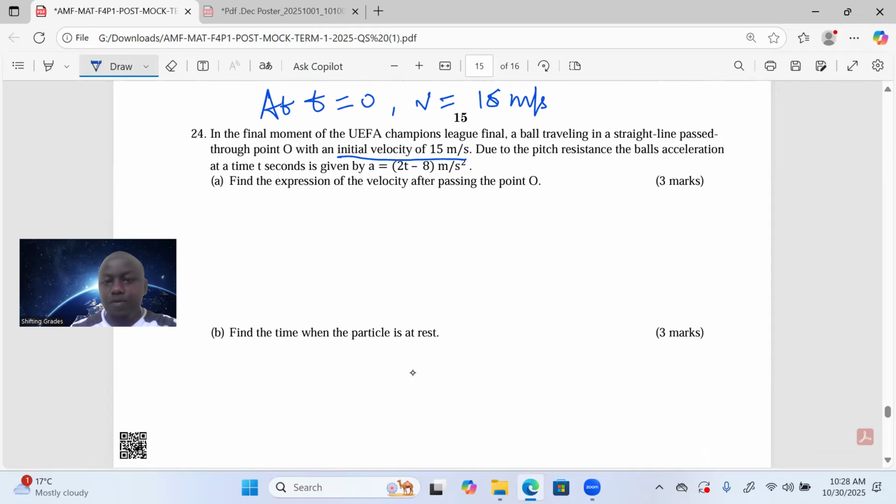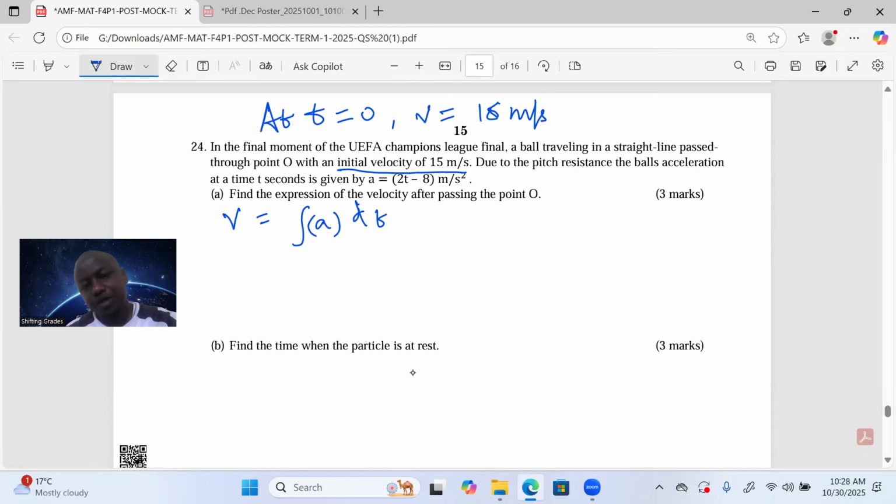Due to the pitch resistance, the ball's acceleration at a time t seconds is given by acceleration A equals 2t minus 8 meters per second squared. Find part A, the expression of velocity after passing the point O. Now we're supposed to know that for us to get the velocity function, we need to integrate the acceleration function with respect to time.